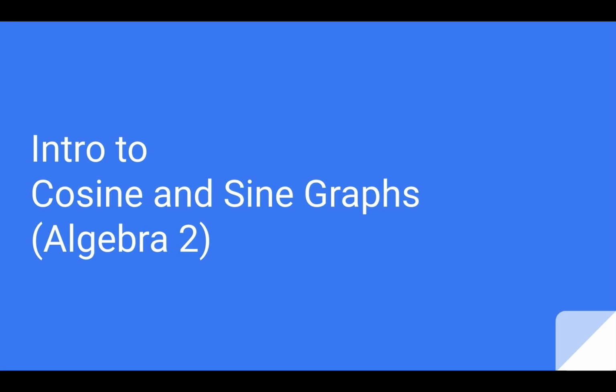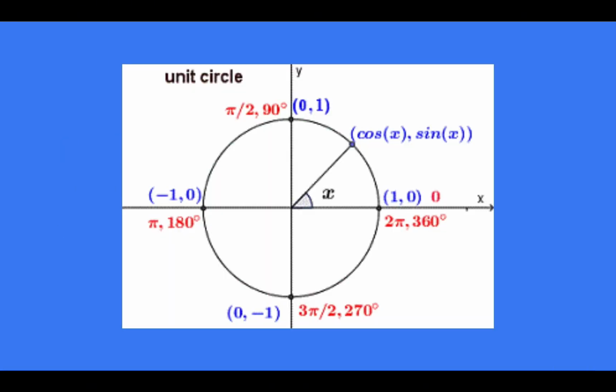Today we're going to be covering Intro to Cosine and Sine Graphs for Algebra 2. To start off, let's look at this unit circle. A unit circle is just a circle that's typically located at the origin of a Cartesian plane or a coordinate grid that has a radius of 1.